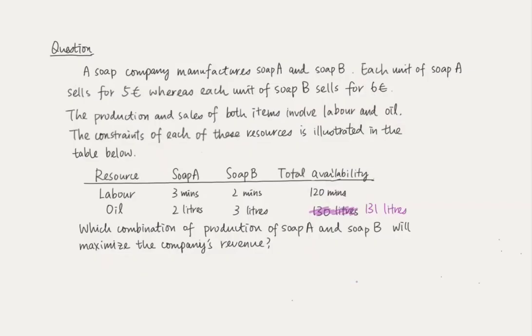Let us explore the owner's second question. That is, we wish to know if the company has the same amount of minutes of labor work, that is 120 minutes, and if the owner buys 1 more liter of oil in addition to the 130 liters, will there be an increase in the revenue? How much is the owner willing to pay to buy this extra liter of oil?